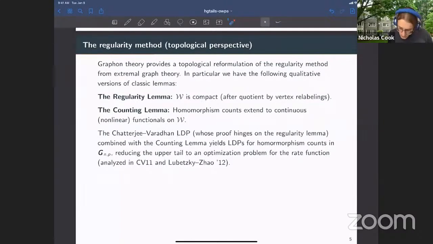And so the LDP that they got, which crucially used the regularity lemma, the compactness, when you combine this with the counting lemma, then you can get upper tails for any homomorphism count or joint upper tails, reducing it to a sort of optimization problem for the rate function. And that's because these functions are continuous. So when they're continuous, that means their level sets will be closed in your topology. Okay, and then you get an optimization problem for the rate function, and there were some other works that analyzed this.